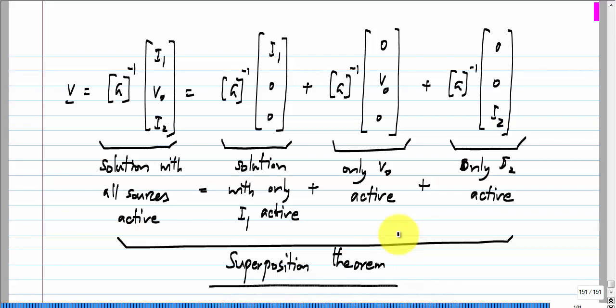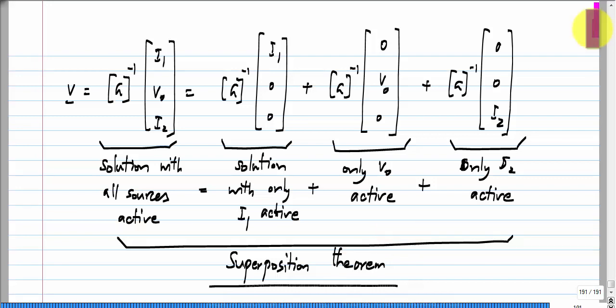Instead of analyzing the circuit with all 3 sources acting together, you can analyze it with one source acting at a time and add up the solutions. Okay. Now, I illustrated it with a particular circuit which had 3 sources. Now, that is just for example.